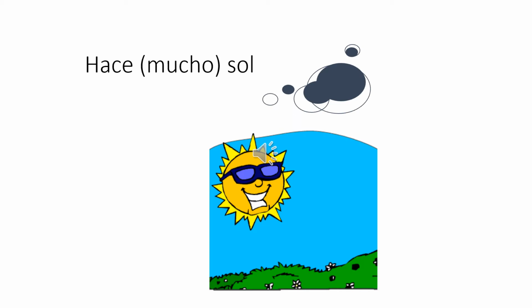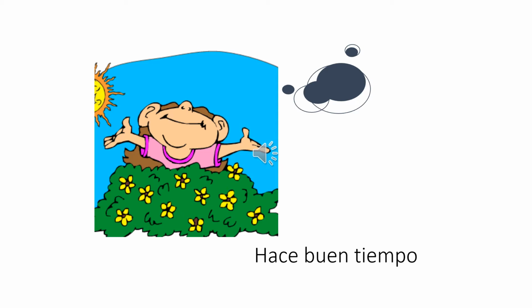¿Qué tiempo hace? Hace sol. Or if I want to say it's very sunny, I'll say hace mucho sol. Note that I'm not literally saying it is sunny. I'm not using es. I'm using a different structure with hace, specifically to talk about when it's sunny. Sol. ¿Qué tiempo hace? Hace buen tiempo.